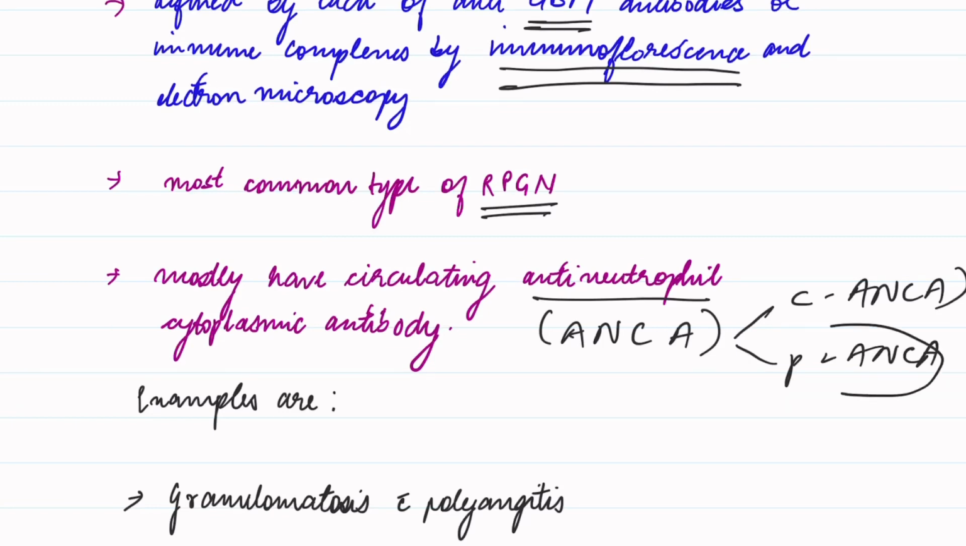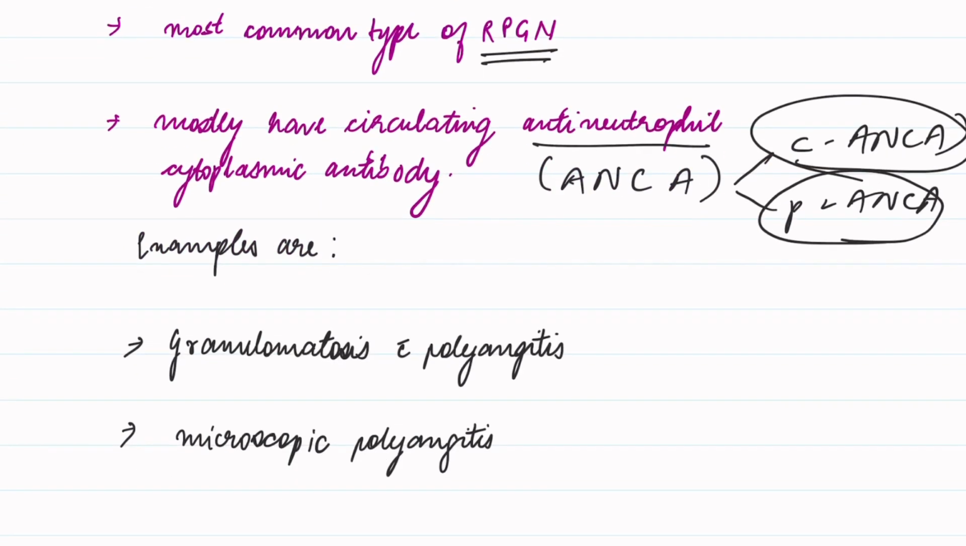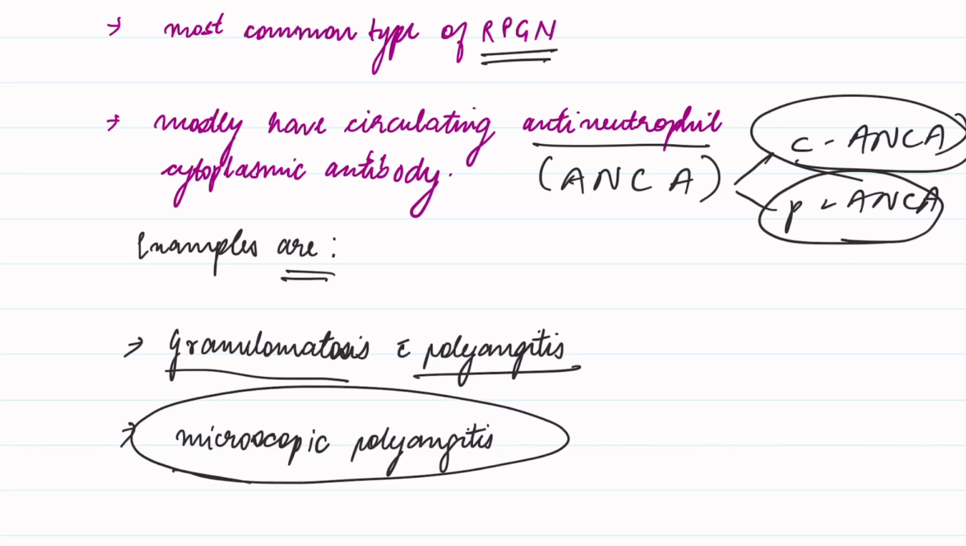Okay, you will tell me in the comment section below in which diseases these C-ANCA and P-ANCA antibodies are found. The examples are granulomatosis with polyangiitis and microscopic polyangiitis. This is also known as, or you can say it was earlier known as, Wegener's granulomatosis.